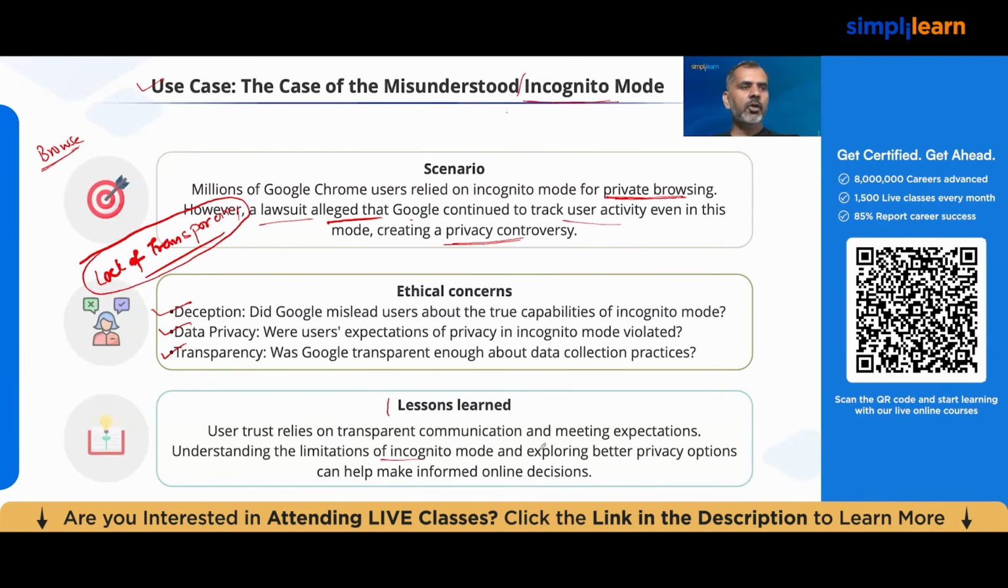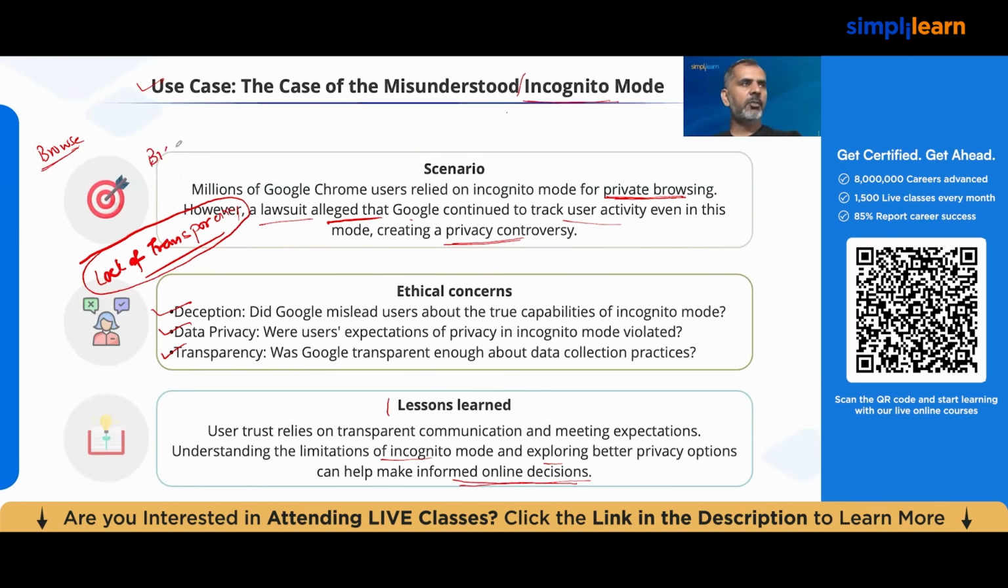Understanding the limitation of incognito mode and exploring better privacy options can help make informed online decisions. So you should make users aware, and in that way you can make your users more informed, and accordingly they can use the incognito mode. And if Google is collecting that data, that is okay, but it should be used for non-harmful purposes or in transparent ways.